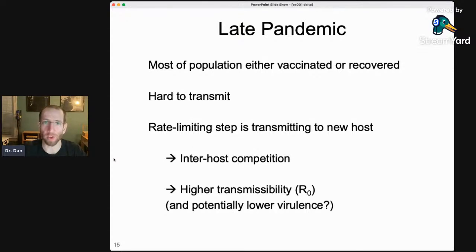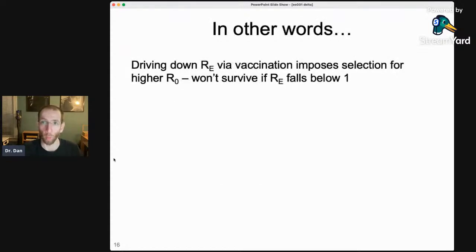For all those reasons we talked about earlier. So in other words, what we're seeing is we're driving down the transmission rate. We're driving down R via vaccination, right? That imposes selection for higher R naught, for higher intrinsic transmissibility, because the virus won't survive if the actual rate of transmission falls below 1.